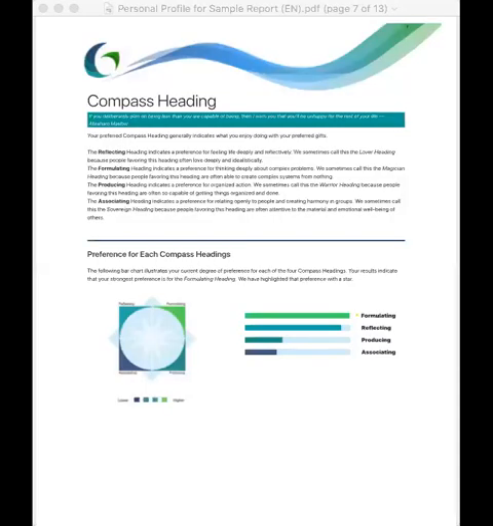The compass headings are an aggregate of four types taken together, led by the rational type in that quadrant. For example, the reflecting heading is an aggregate of scores for introverted feeling, introverted sensation, introverted intuition, and extroverted intuition. The associating heading is an aggregate of scores for extroverted feeling, extroverted sensation, extroverted intuition, and introverted sensation.